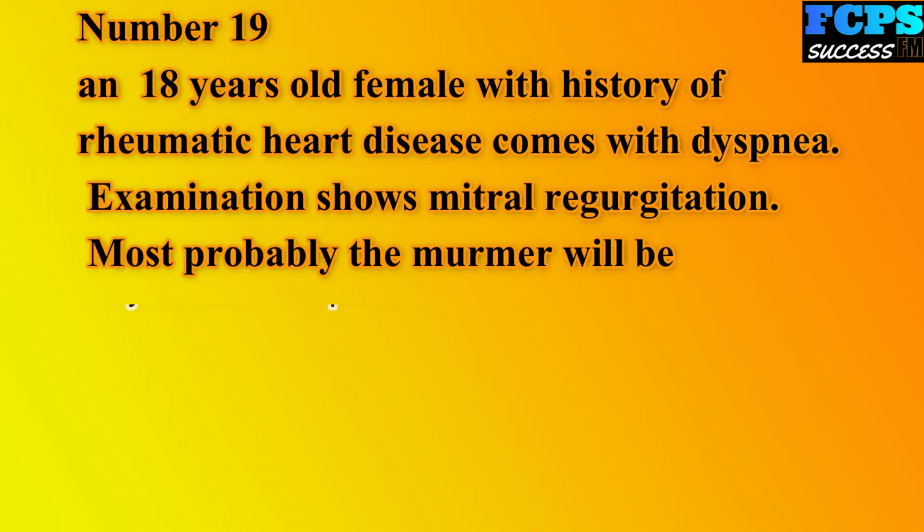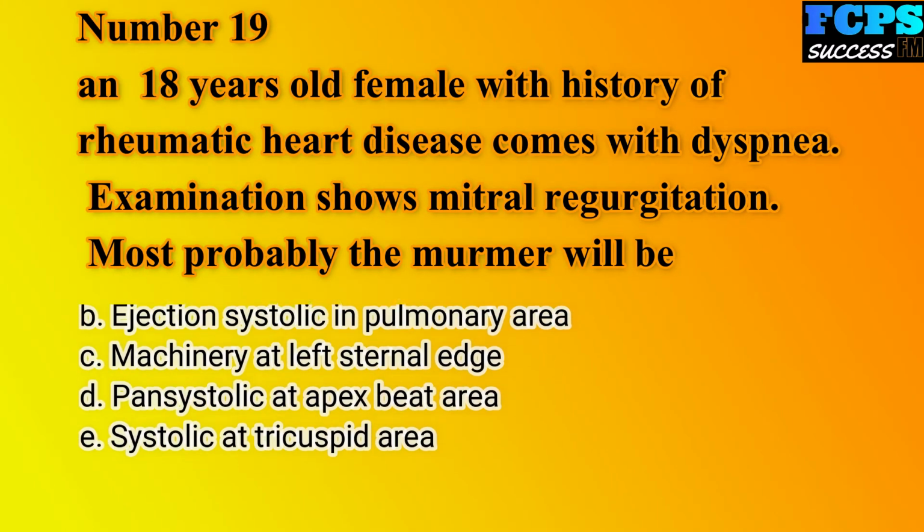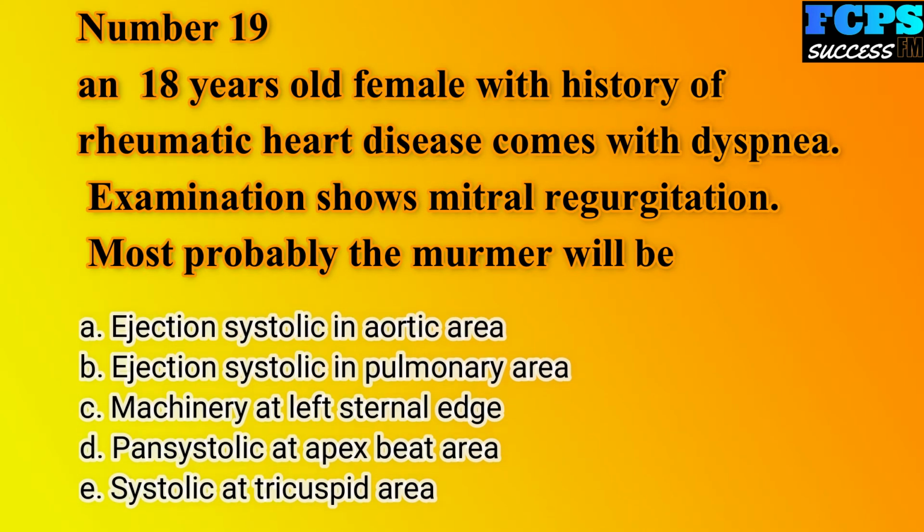Number 19. An 18-year-old female with history of rheumatic heart disease comes with dyspnea. Examination shows mitral regurgitation. Most probably the murmur will be A. ejection systolic in aortic area, B. ejection systolic in pulmonary area, C. machinery at left sternal edge, D. pansystolic at apex beat area, E. systolic at tricuspid area. Correct option is pansystolic murmur at apex beat area.